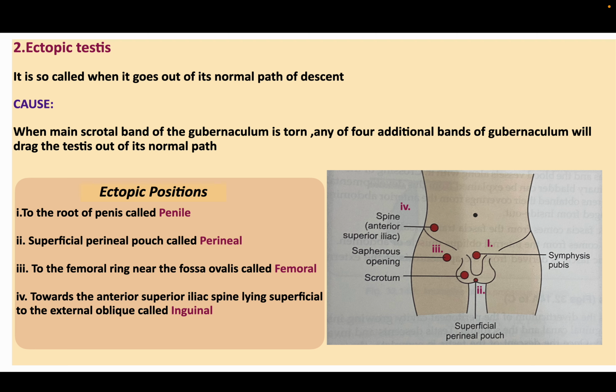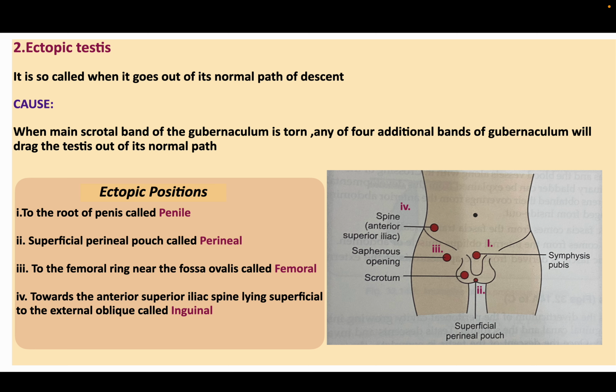When the main scrotal band of the gubernaculum is torn, any of 4 additional bands of the gubernaculum, which I have told you, once the gubernaculum is leaving from the superficial inguinal ring, it sends the 4 bands, that is to the root of penis, to the superficial perineal pouch, to the femoral ring in the region of saphenous opening, and towards the anterior superior iliac spine. So any of the 4 additional bands of gubernaculum will drag the testis out of its normal path.